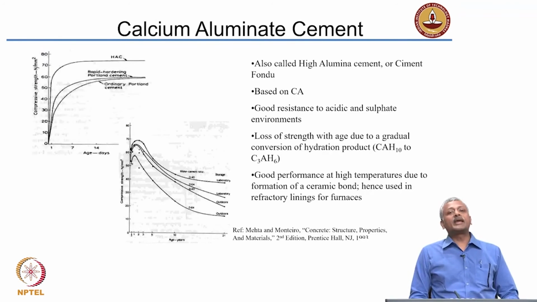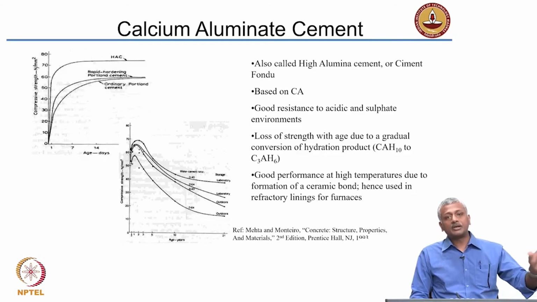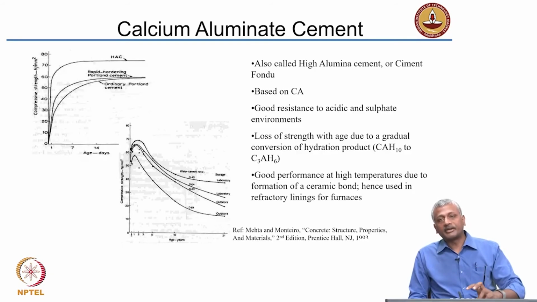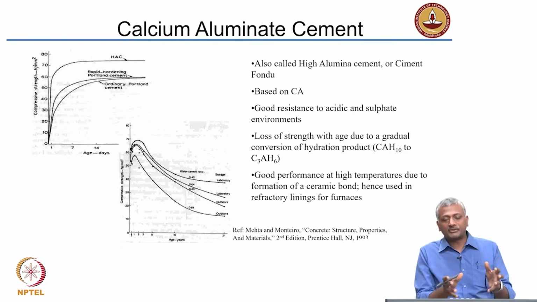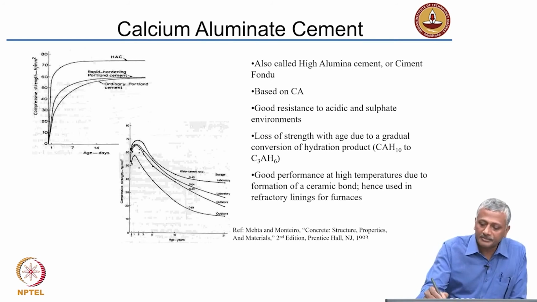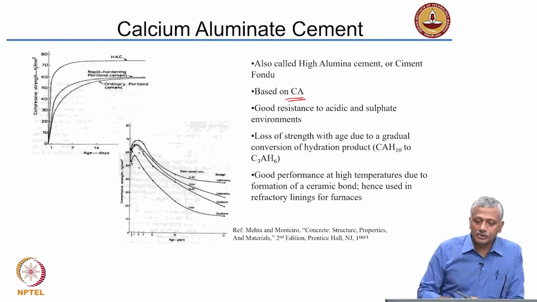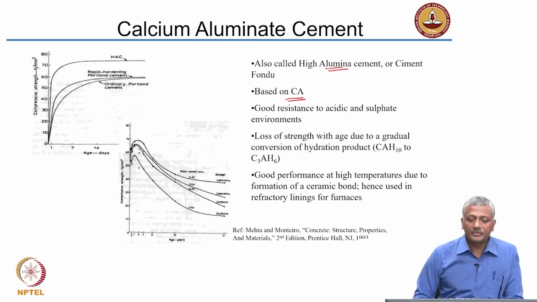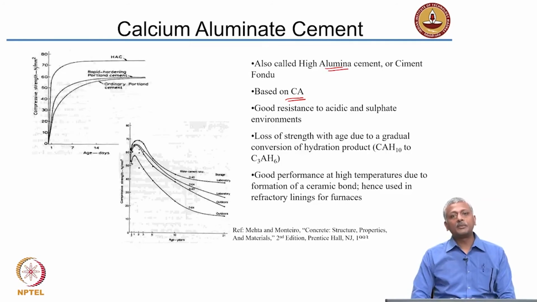There is also a cement called calcium aluminate cement, where the raw materials are not calcium carbonate, limestone and clay, but limestone and bauxite, that is aluminum oxide. Okay, so these produce compounds that are rich in calcium oxide and aluminum oxide or calcium aluminate. These are also called high alumina cement. Okay, calcium aluminate cements are also called high alumina cement.